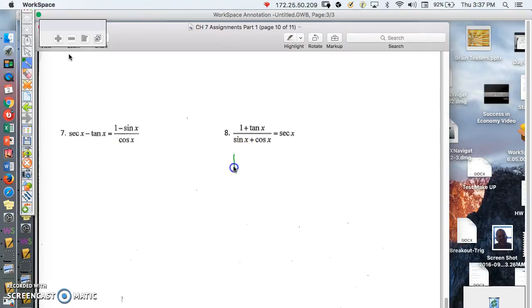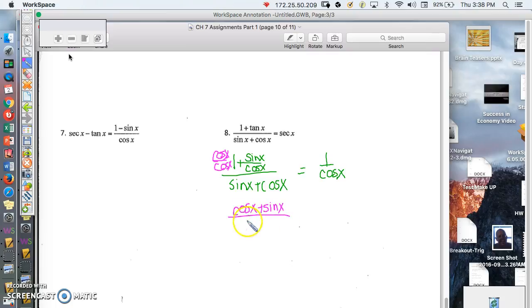So if we rewrite this, we have 1 plus sine of x over cosine of x divided by sine of x plus cosine x equals 1 over the cosine of x. And I notice we need to make a single fraction on the top, so this one, cosine of x over cosine of x, the number 1. So now we have cosine of x plus sine of x, same one we just did, over the cosine of x, divided by the sine of x plus cosine of x, equals 1 over the cosine.